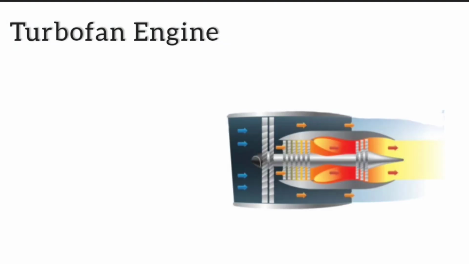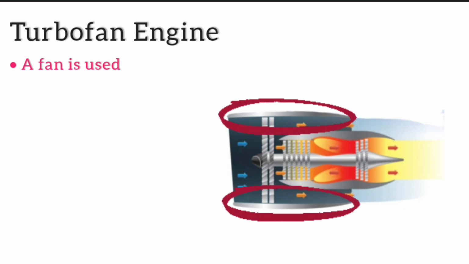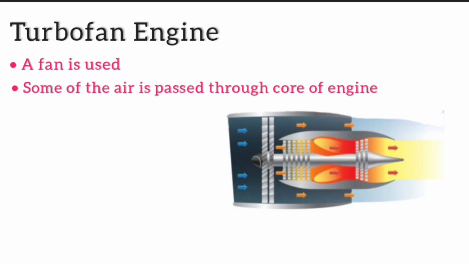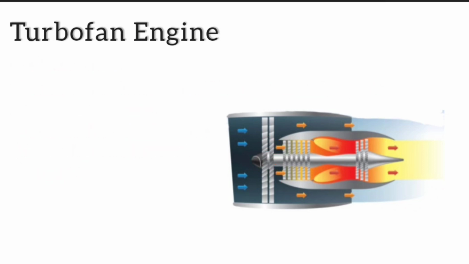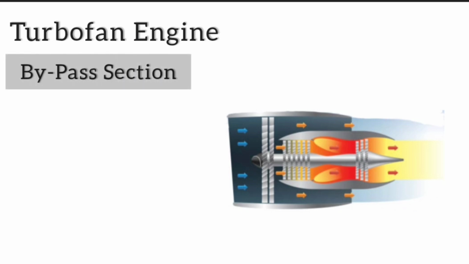Here, a fan is used in the beginning which draws more air into the engine. This fan is well protected by the cowling. Only some of the air drawn into the engine is passed through the high pressure compressor section, followed by combustion, and then the burnt gas passes through the high pressure turbine section followed by the nozzle. So this is similar to a turbojet engine. So what's special about this engine? Here comes the most interesting part, the bypass section.